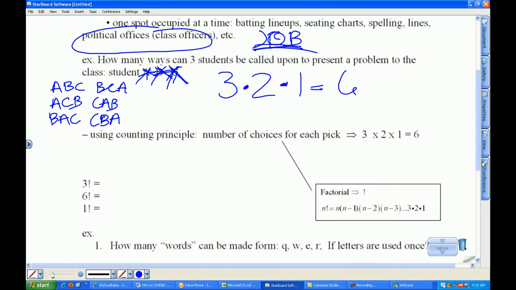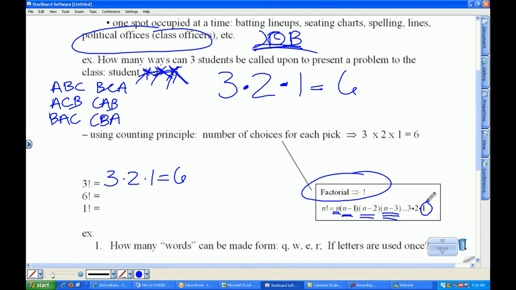Alright, so there is something called factorial. You can see it spelled here. That exclamation point symbol means start at the number that's in front of the exclamation point and then keep decreasing by 1, multiplying as you go until you get down to 1. You can see that. Start at n, decrease by 1, decrease by 1, decrease by 1. Keep doing it until you get down to 1. Multiply all those things together.